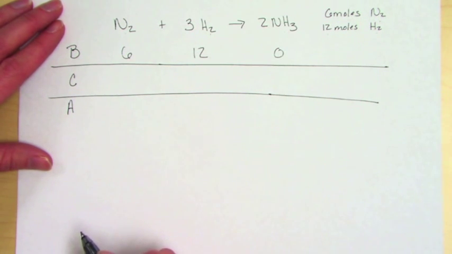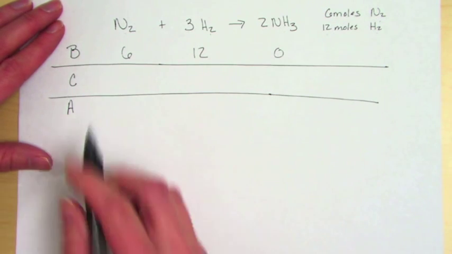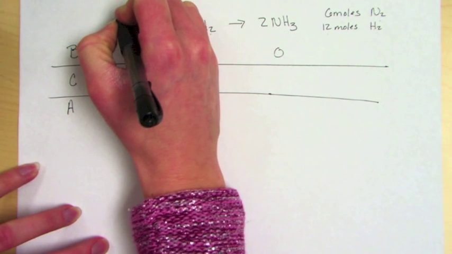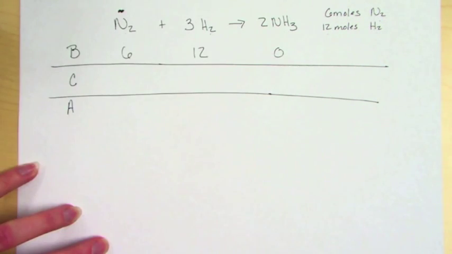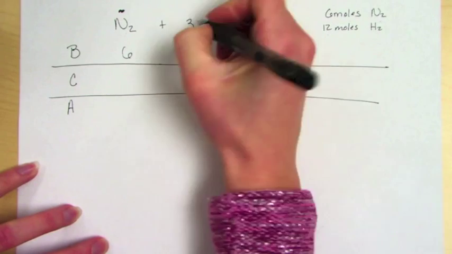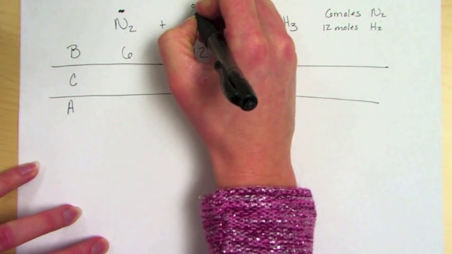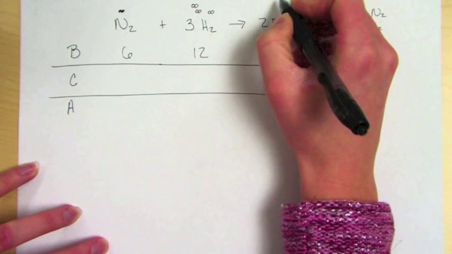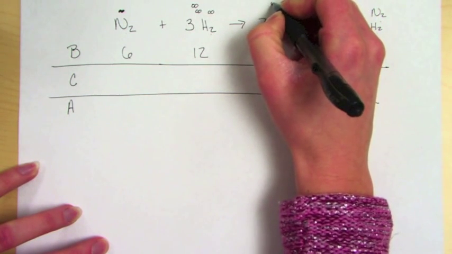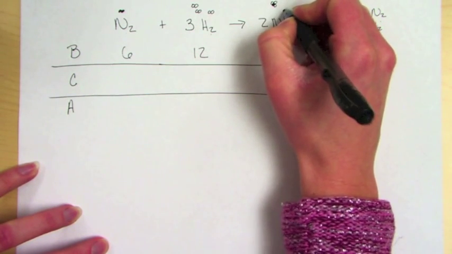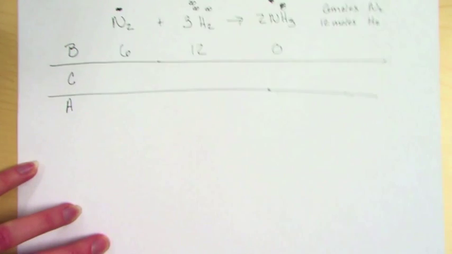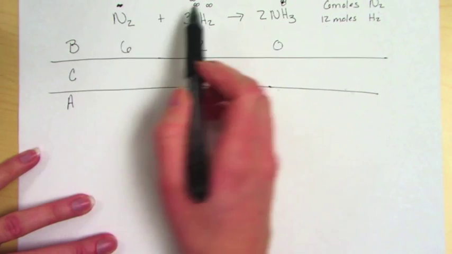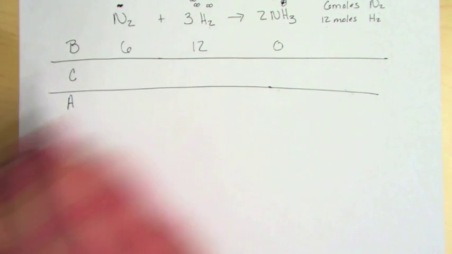Now in the change, we need to figure out, are we going to use all of our nitrogen, or are we going to use all of our hydrogen? So what this looks like is we have one N2 particle, and we have 3 H2 particles make 2 NH3 particles. Okay, so for every one of these I need 3 of these.